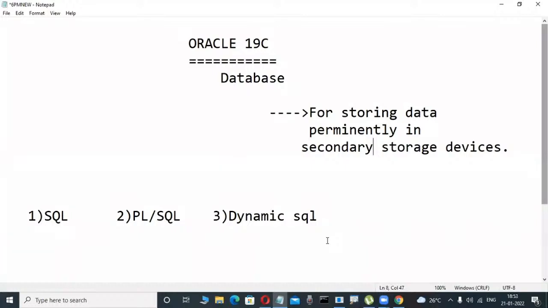ETL developers always need subqueries, joins, materialized views, indexes, partitions, some concepts. OLAP features like rank, dense rank, these types of analytical functions, lag and lead analytical functions, some knowledge is required. And PL/SQL stored procedures.